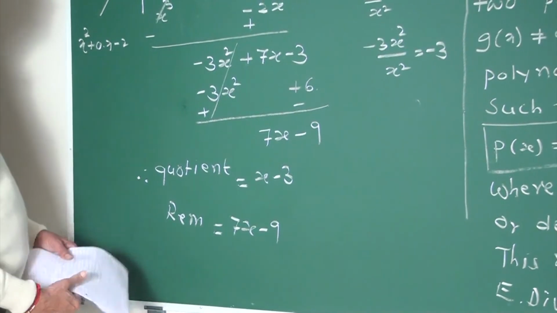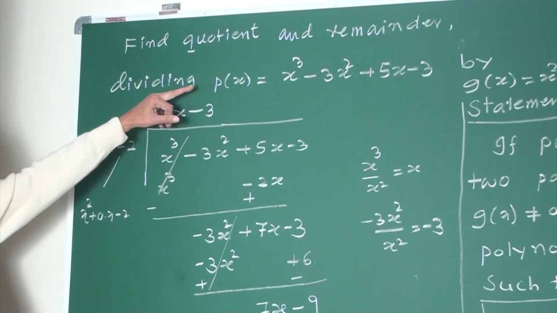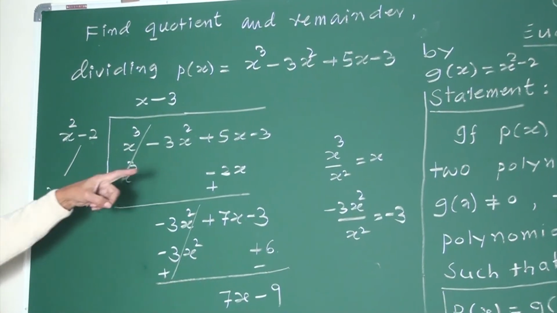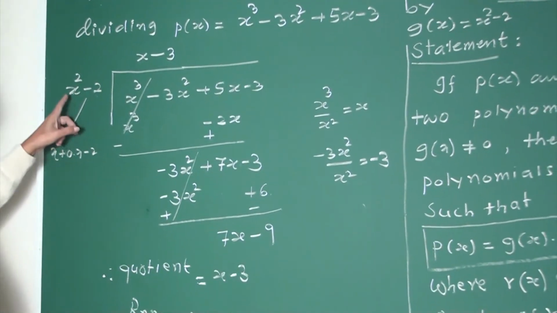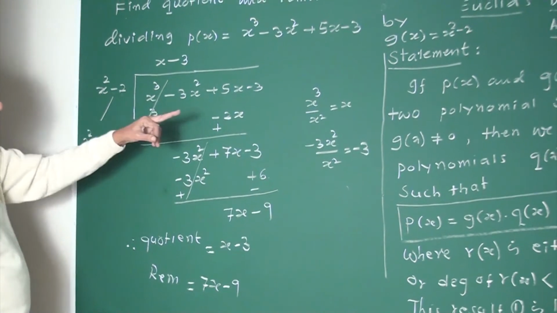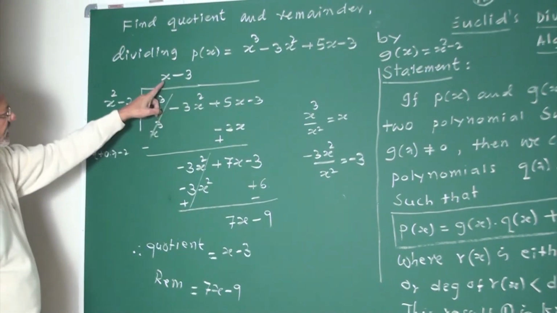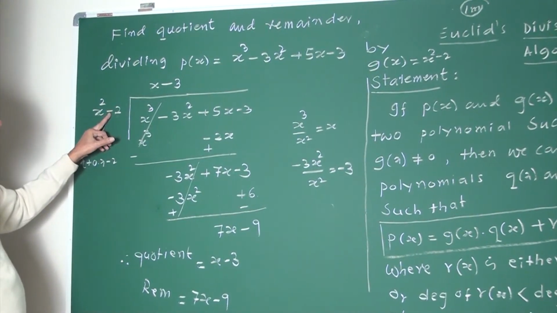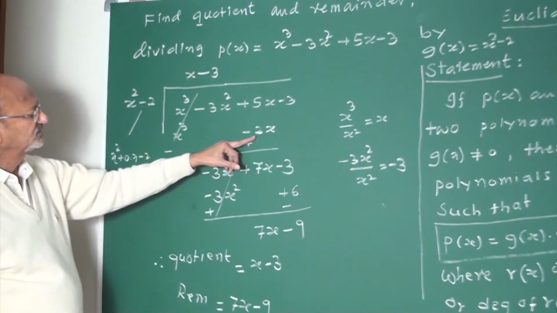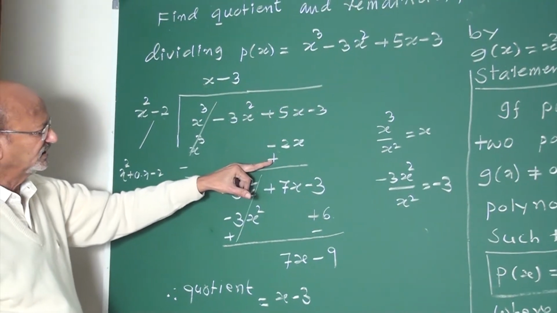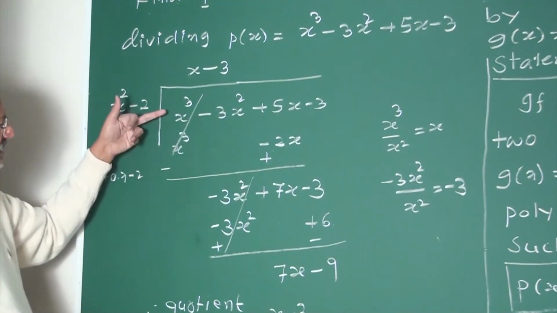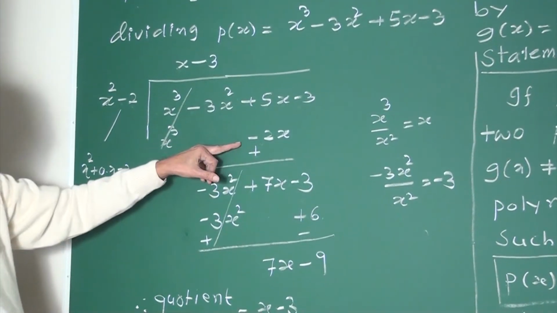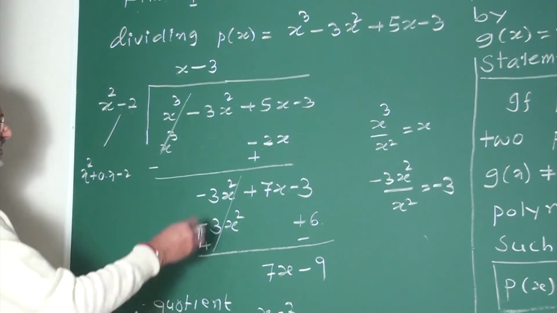You wanted to find the quotient and remainder when this px is divided by gx. This is px, this is gx. The method of division is explained. Divide x2 by x square, that is x. Write that x. x with x square is x cube. x with minus 2 is minus 2x. Write that below the x term. Change the sign. Plus with minus cancels. Bring down minus 3x square plus 7x, this is minus 3.